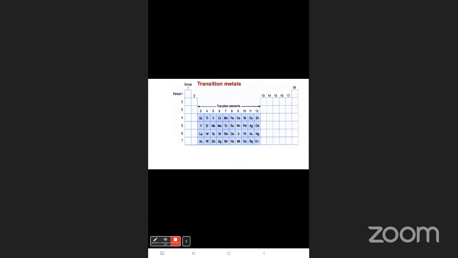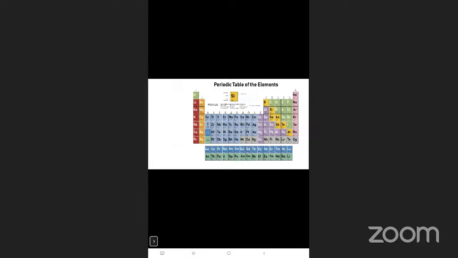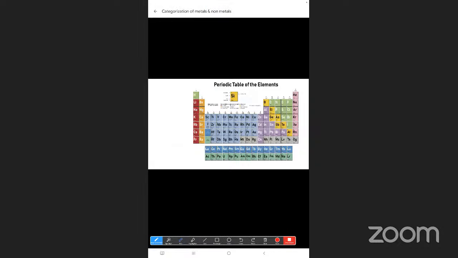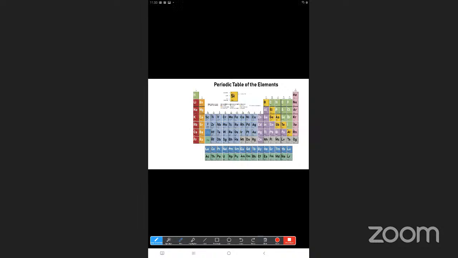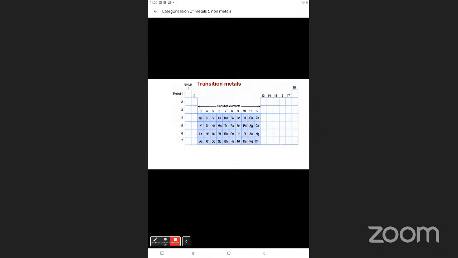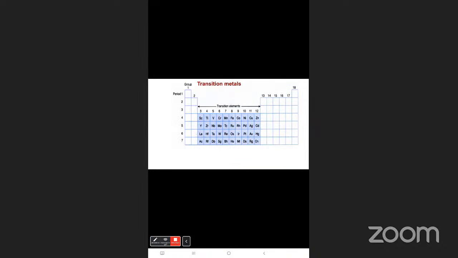And next, come to the middle part here. This is the D block elements. These D block elements are also completely metals. All these elements are metals. These are the hardest metals. When compared to 1A group and 2A group, these metals are very hard. We can call these elements transition metals.